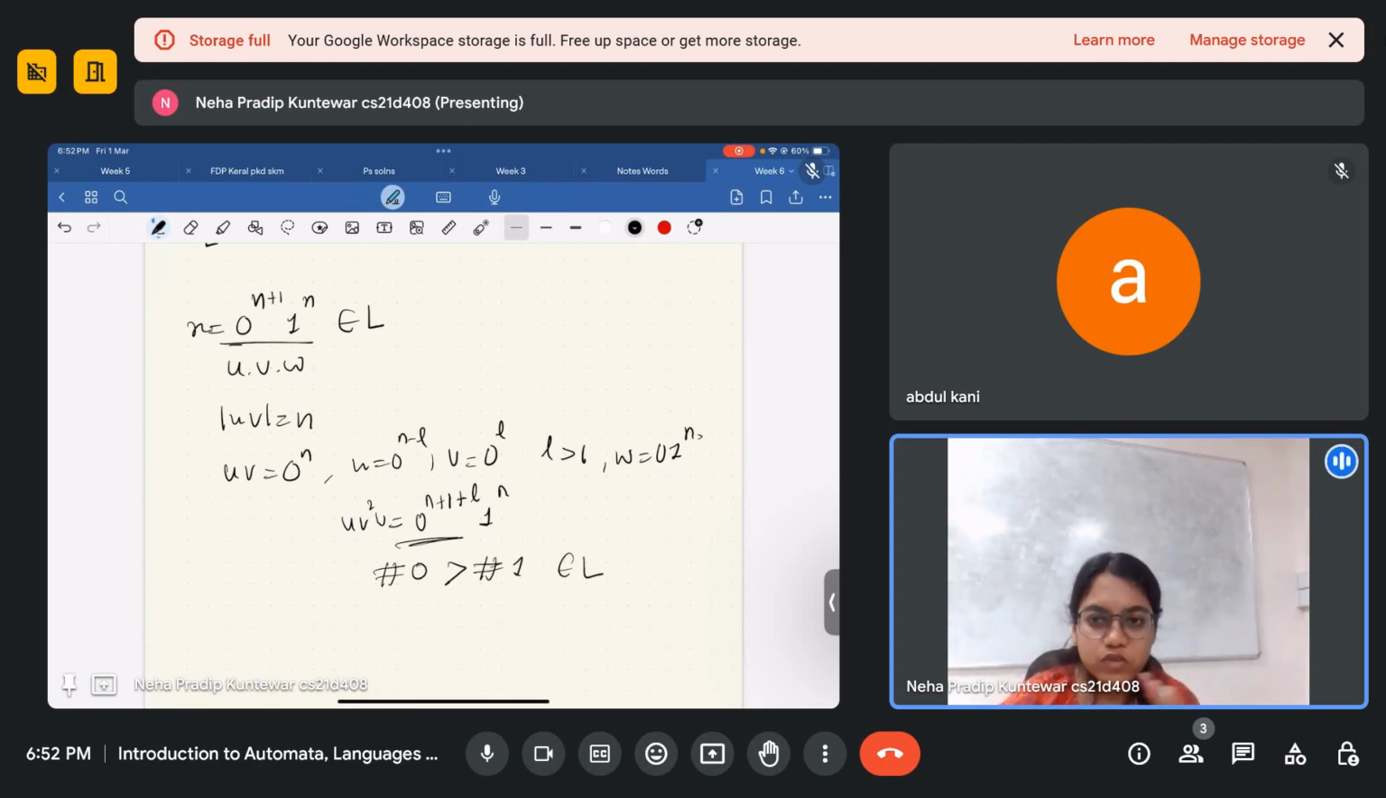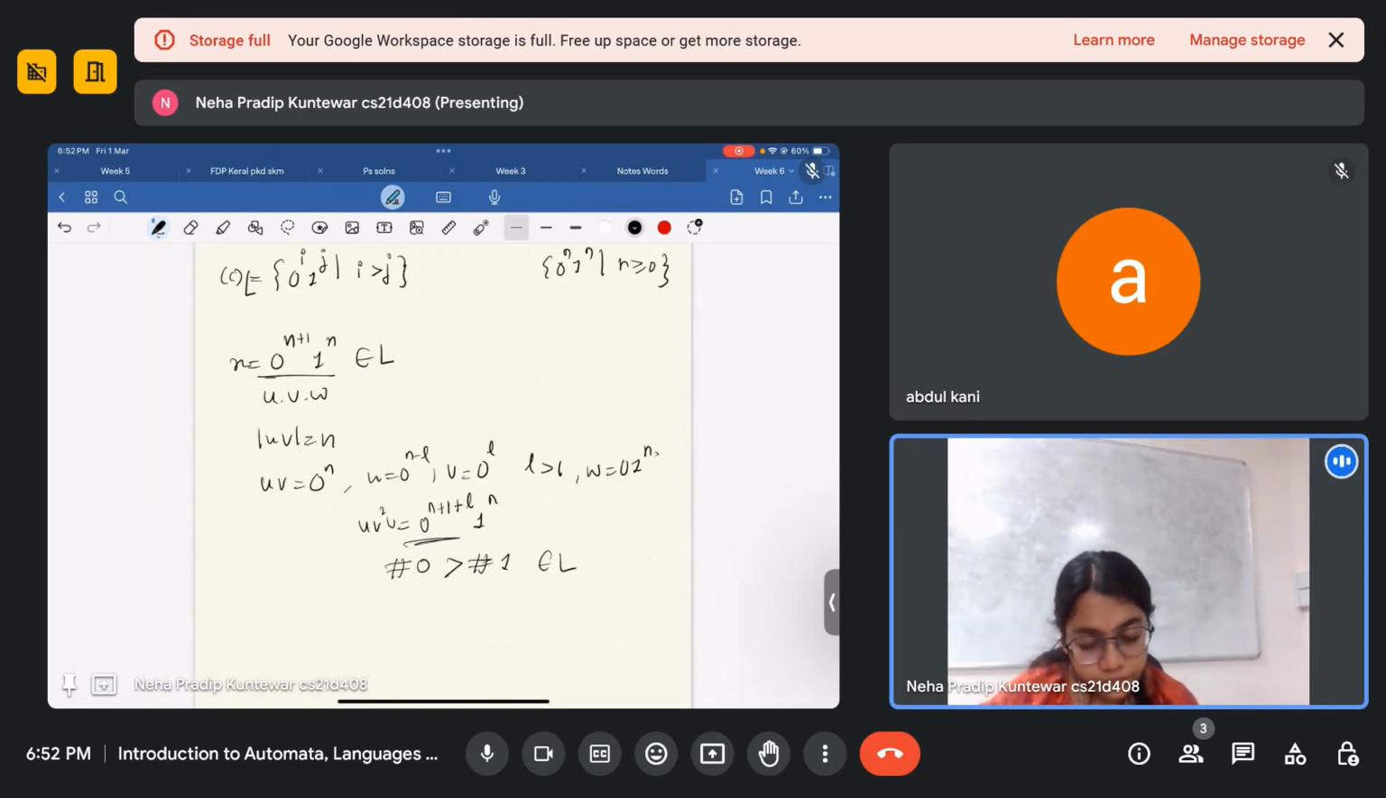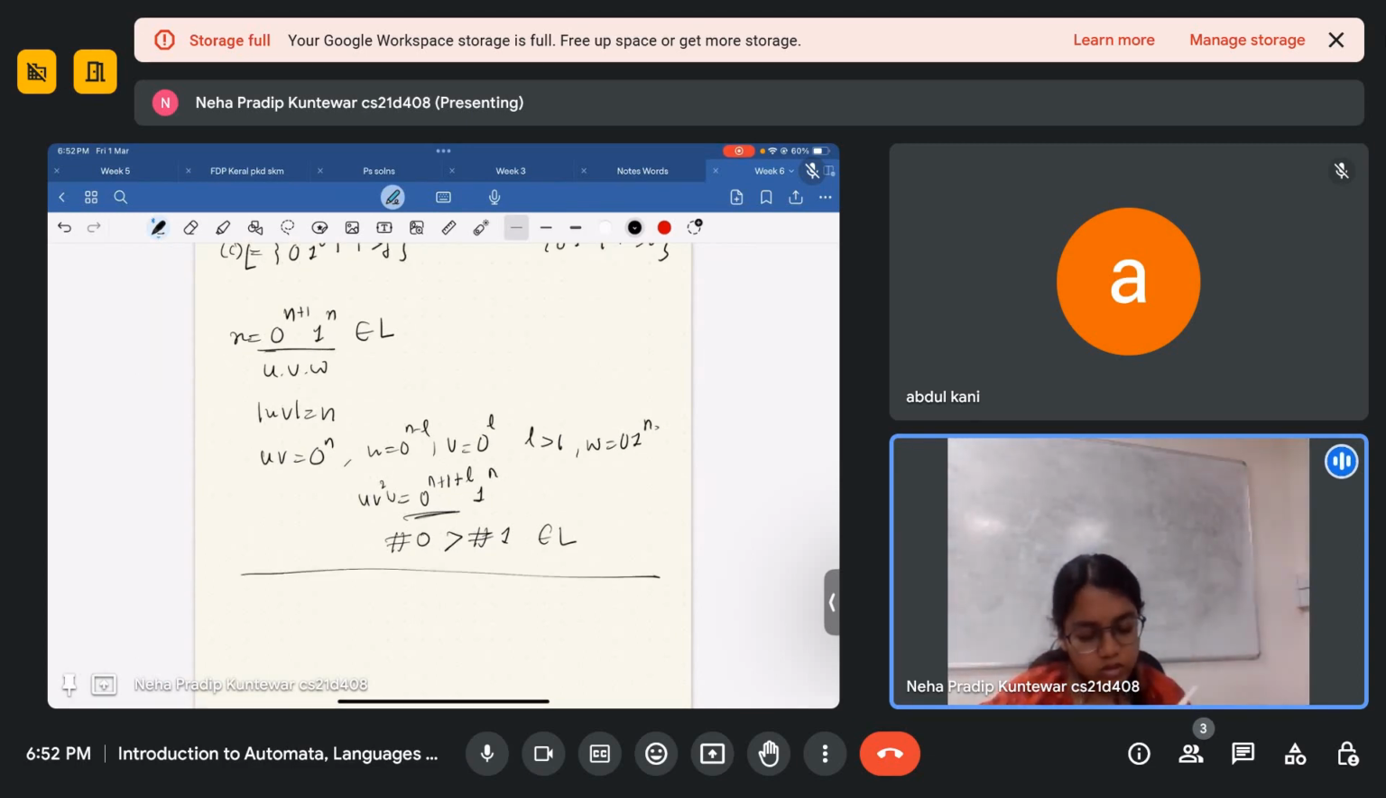So no matter how you split the zeros between U and V, you will never arrive at a contradiction. So if you directly try to pump the strings, you will not end up getting something outside L. So we will see how to get around this, but before that, this is the sort of difficulty if we try to pump the strings.